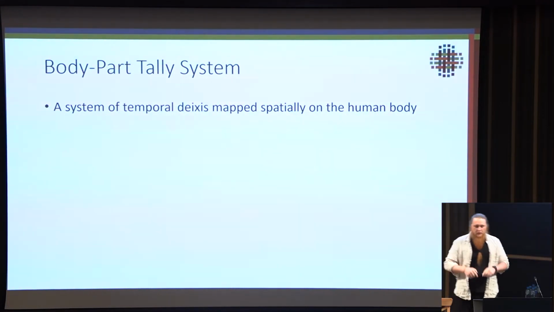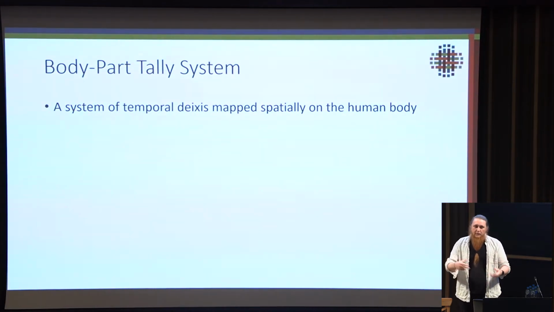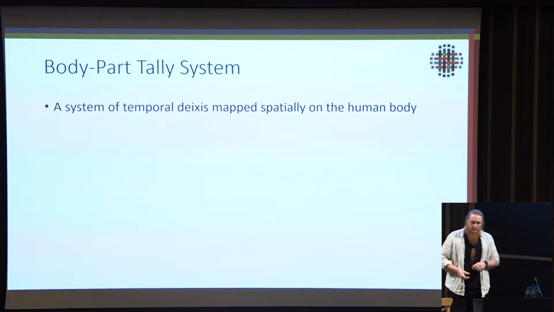In Aboriginal groups, people map time spatially, but on the human body. A different body part is associated with a different day. So the first day, the second day, the third day, the fourth day, and so on and so forth.